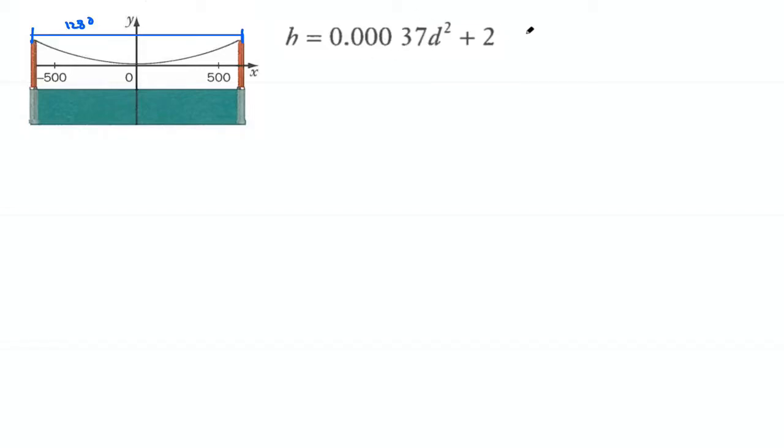So we have this, right? This is in the form of a d squared plus k. So we have a vertex at (0, k), which in this case is 2. Okay, and the a value is positive, so the parabola faces upwards. So a rough sketch of this graph is going to look like this.